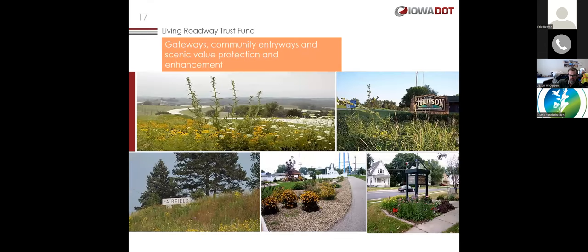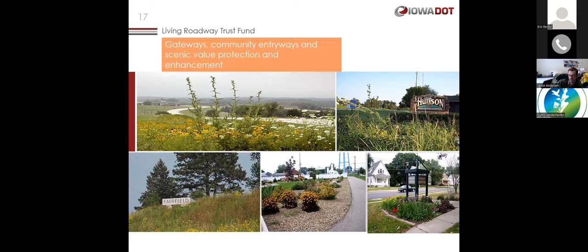Gateways, community entryways, and scenic value protection and enhancements. Gateway and roadside plantings must be located on city, county, state, or federal right-of-ways or public land immediately adjacent to the right-of-ways. Revegetation projects are also eligible for funding through this.